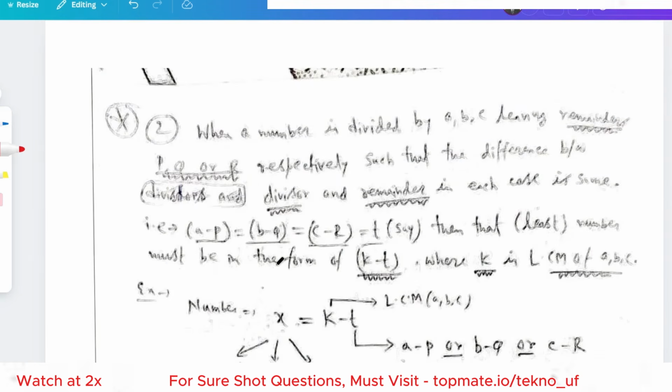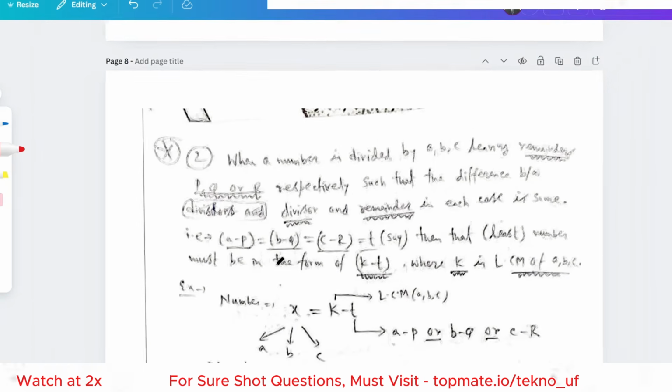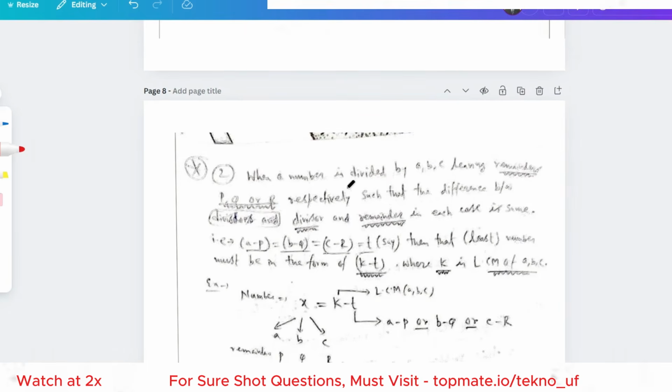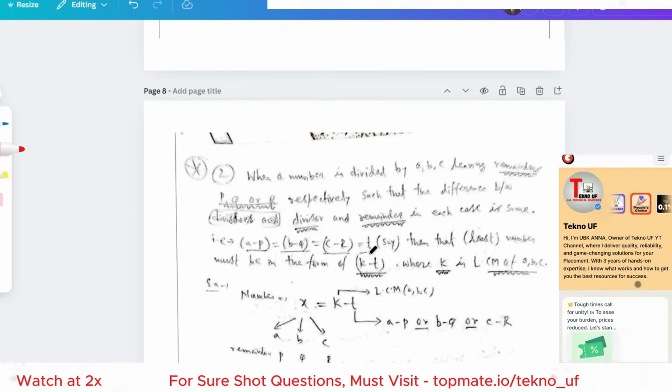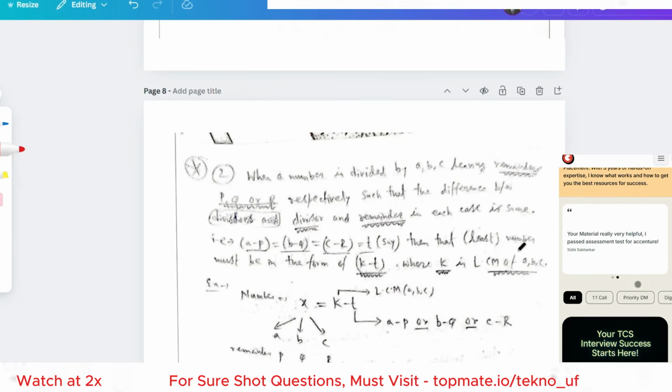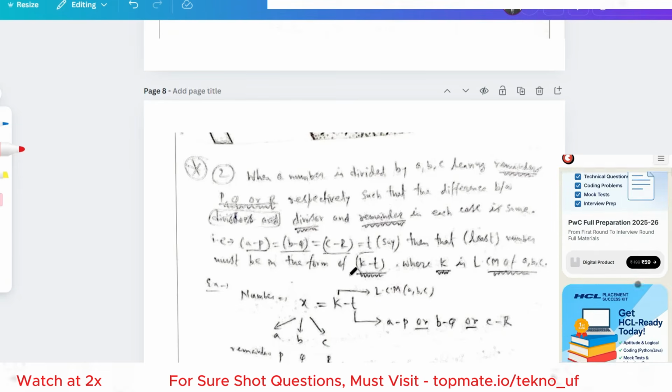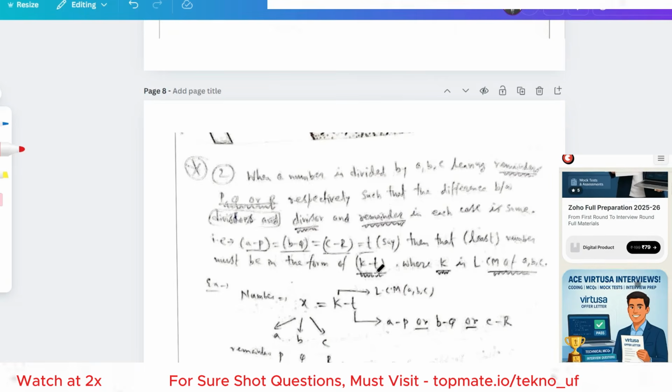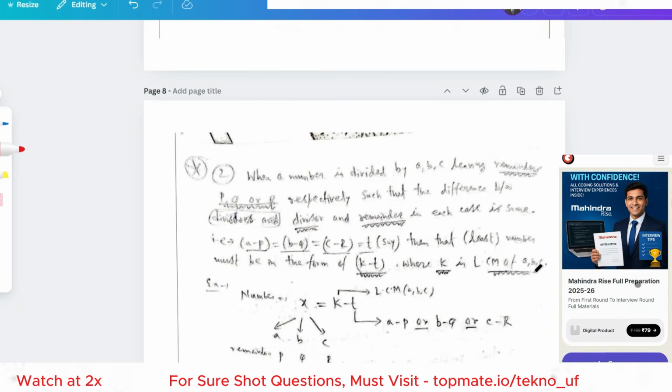So this is the second special case. It is not properly visible, but let me read it for you. When a number is divided by a, b, c, leaving remainders p, q and r respectively, such that the difference between divisor and remainder is the same in each case, that is a minus p is equal to b minus q is equal to c minus r is equal to t, let's say, then that least number must be of the form k minus t, where k is the LCM of a, b, c.